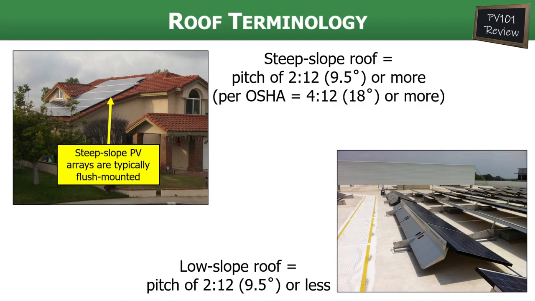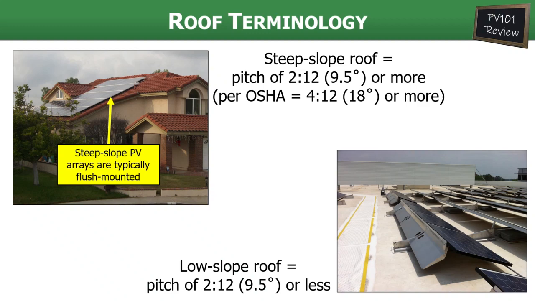In this lesson, we're going to use the breakpoint of 2/12 because that is what UL has in their standards 1703 and 2703, which our PV racking systems are listed to. So as an industry, that's where we see the breakpoint between what's considered a steep slope and a low slope.